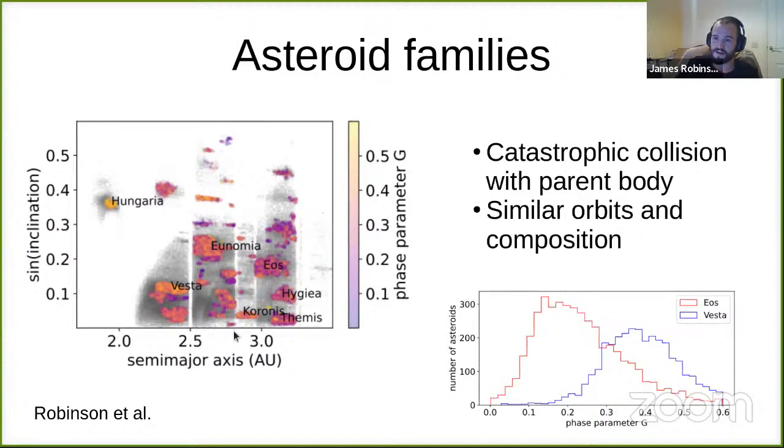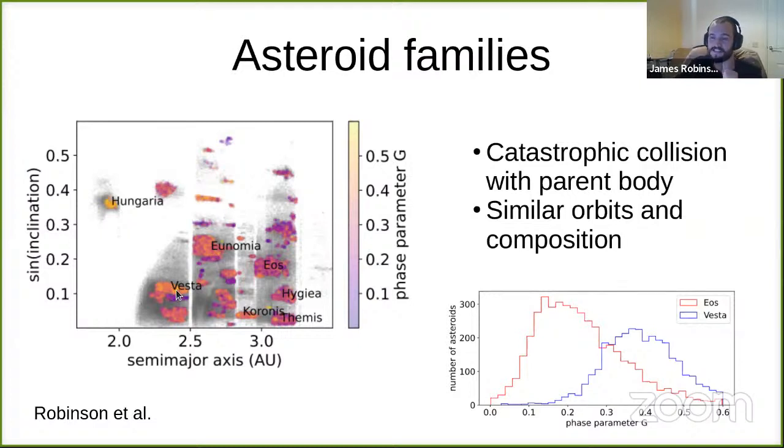So in this figure here, I'm showing you some of those Keplerian orbital elements we talked about earlier. There's the semi-major axis, and in this case, the inclination on the y-axis. And what this figure shows is all these gray background dots. They're just regular main belt asteroids. But what I've done is I've highlighted known asteroid family members, and they appear as distinct clusters within the asteroid belt. And then on top of that, I've done a phase curve fit similar to the one I showed you on the last slide for each of these asteroids. And then I've colored each of those asteroids by that phase parameter G.